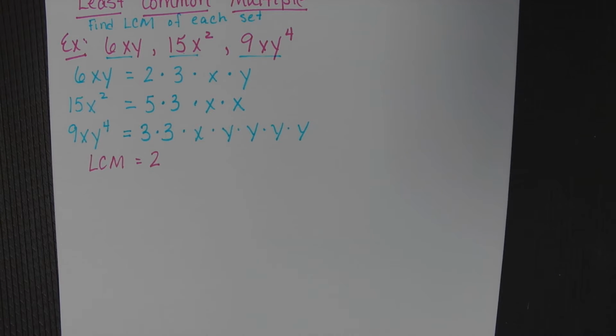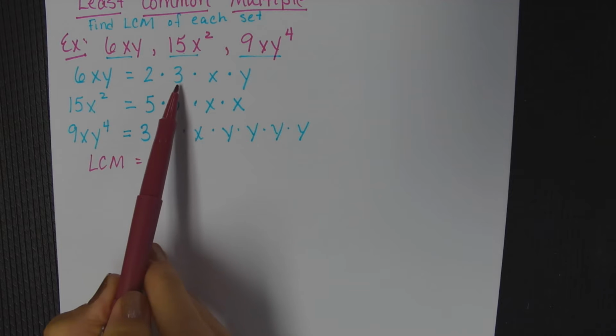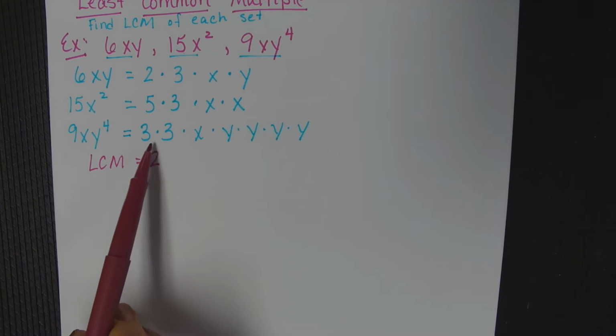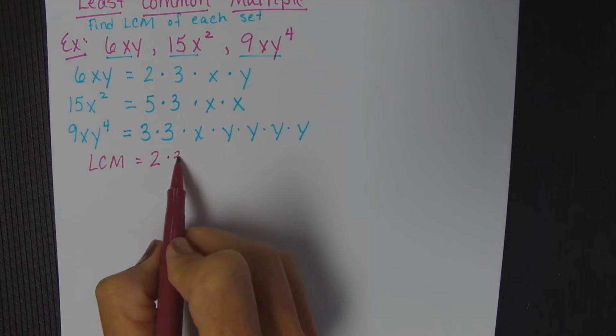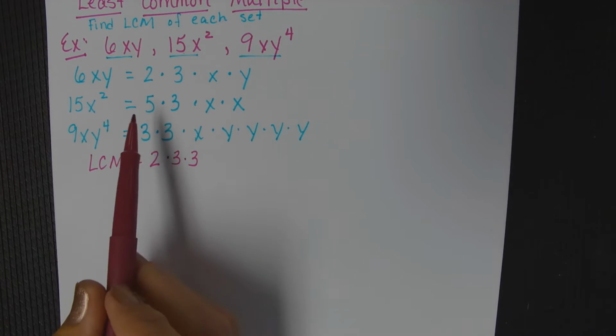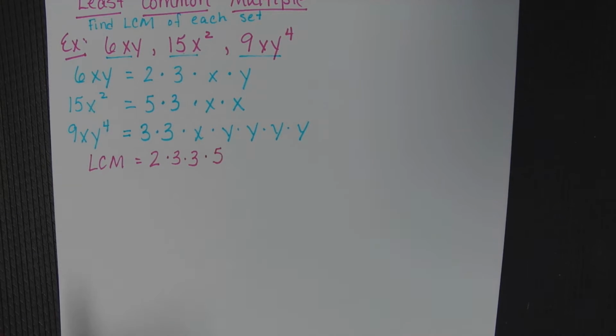Okay, I'm gonna do 3 just because it's the next one. How many times does it appear here? Once. Here? Once. And here? Twice. So the most it appears is twice. 3 times 3. All right, and the next number is simply what? 5, and it only appears how many times? Once. Once, so just write it once.